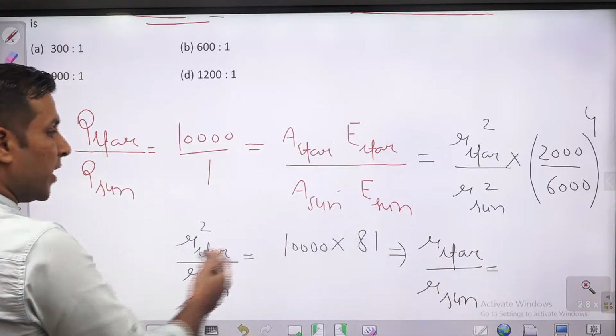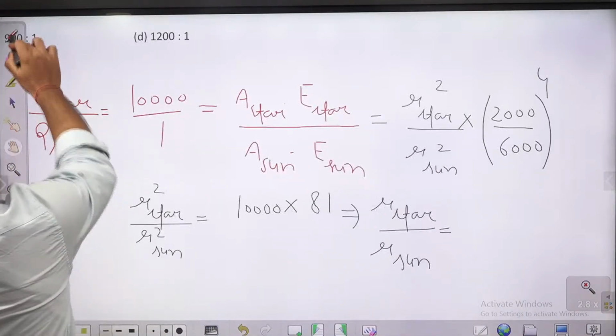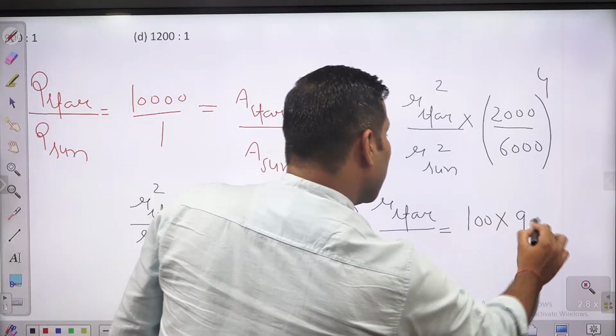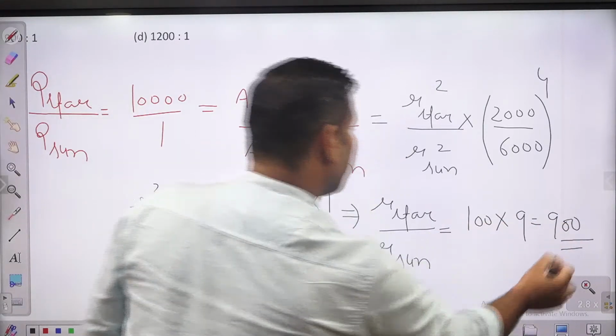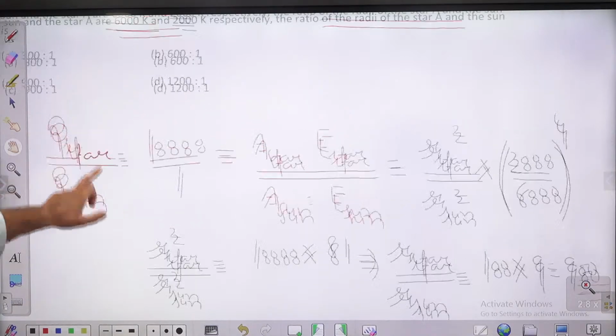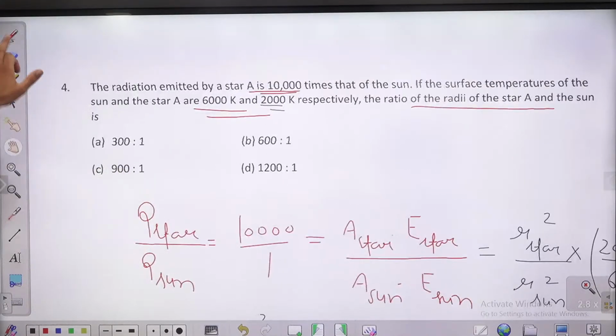The whole thing will be under root. Yes or no? And what will be the under root of this, guys? What will the under root of this be? Under root will be 100 into 9, so it will be what? 900. Okay, so it will be 900, guys. So what will the right answer be, children? The right answer will be C, 900 ratio 1.